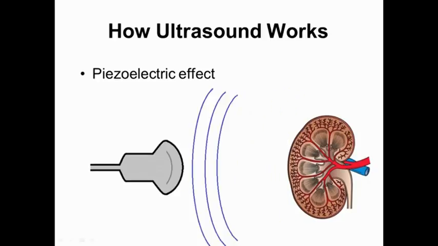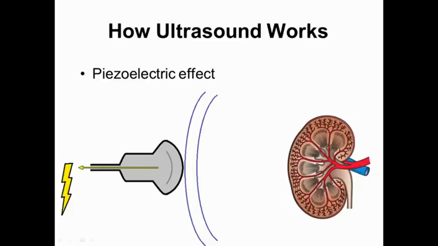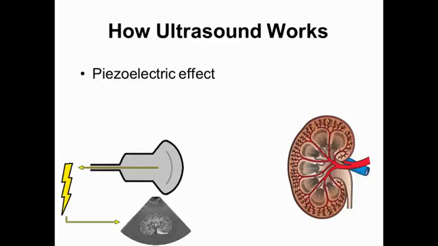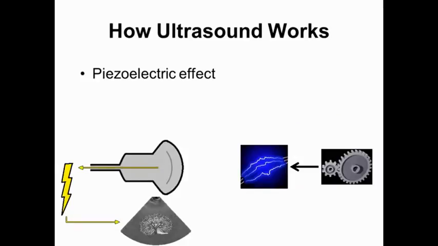Returning ultrasound waves hit the crystals causing mechanical distortion which, due to the piezoelectric effect, creates electrical current that the machine captures and processes to produce the image on the screen. This process exemplifies the reverse direction of the association as seen on the earlier slide, whereby mechanical distortion of a piezoelectric substance causes an electrical current.